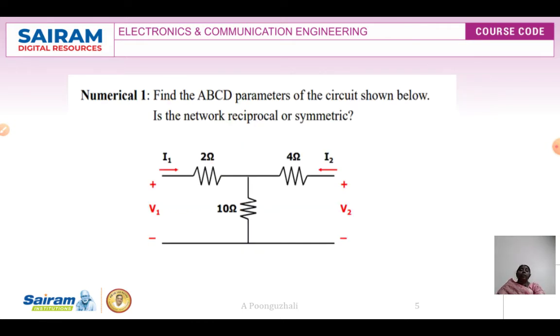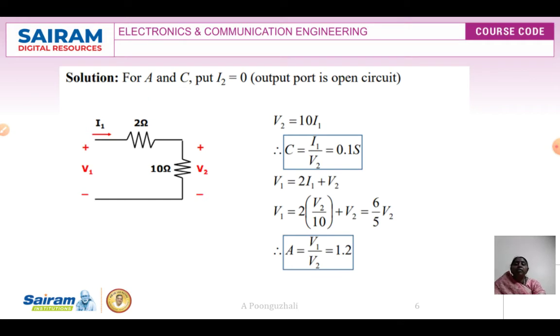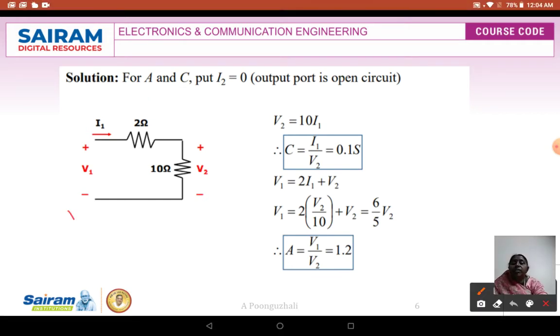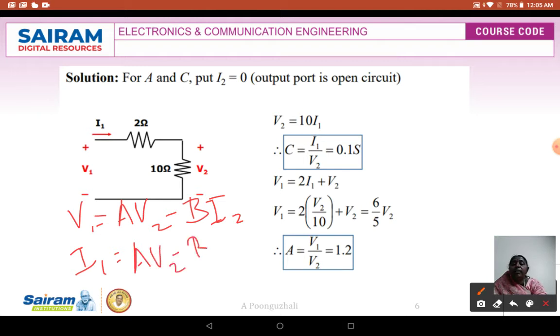So we'll see a problem here. Find the ABCD parameters of the circuit shown below. Is the network reciprocal or symmetric? We first write the basic equations. V1 is equivalent to A into V2 minus B into I2. Similarly, I1 is equivalent to C into V2 minus D into I2.